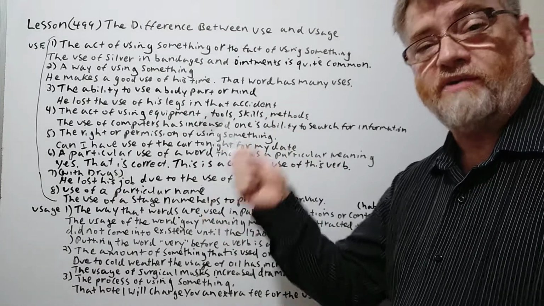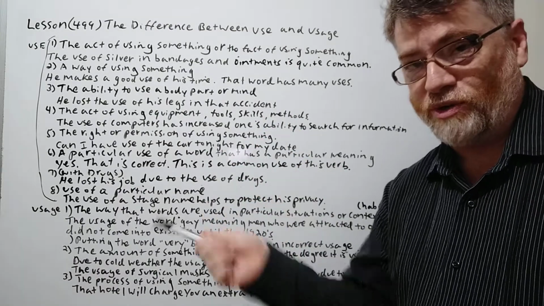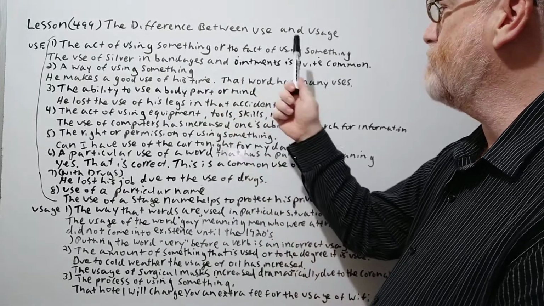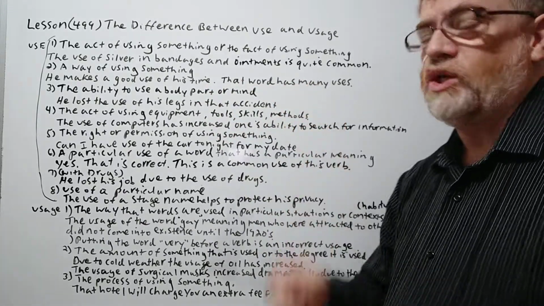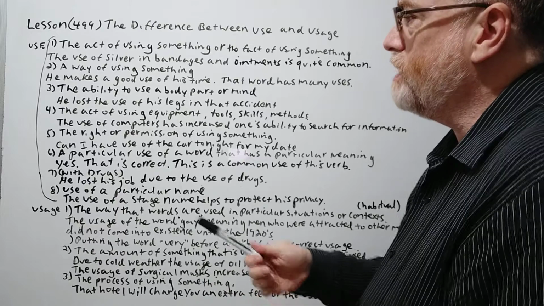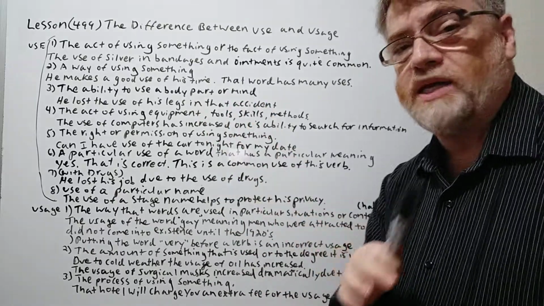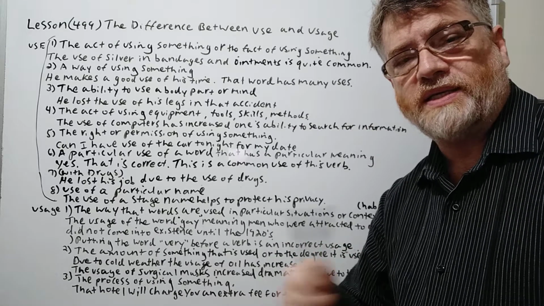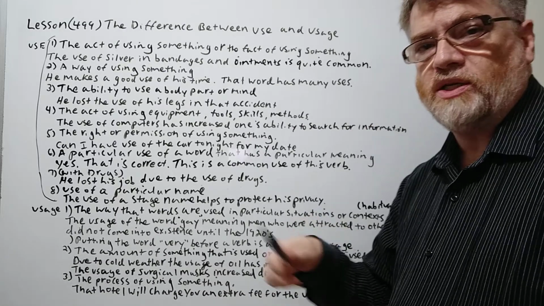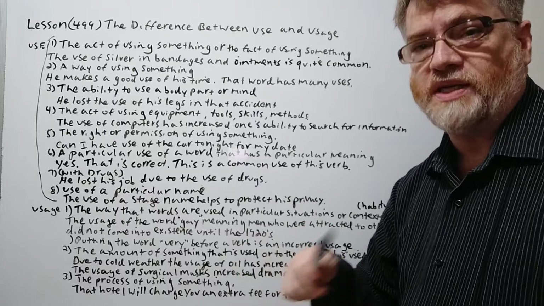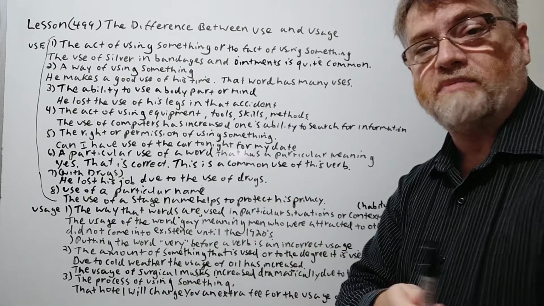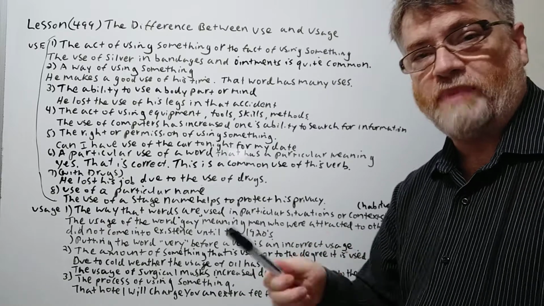All right, first we're going to cover use. Use actually has more uses. All right, so here's the first one: the act of using something or the fact of using something. So we could say, the use of silver in bandages and ointments is quite common. Yeah, silver has antibacterial properties, so there is a little bit of silver that's actually used in bandages and in some medicine, some ointments, because it kills bacteria.